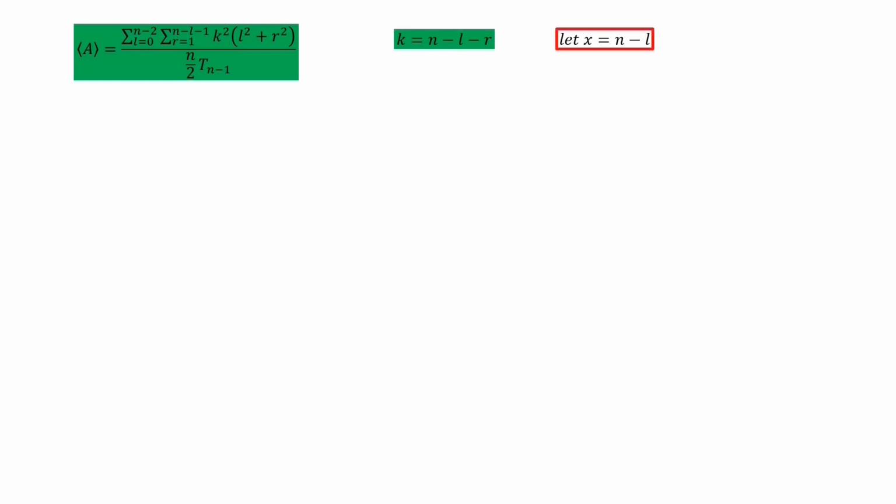To start, in the numerator, the summand has to be in terms of L and R, because those are the indices of summation, and k is just n minus L minus R. But if I plug that in, before long, this will blow up out of control. So to make life easy, I'll introduce the parameter x, which equals n minus L. Notice that k is written in two terms, R and not R, because we need to solve the inner sum, which is a sum over R.